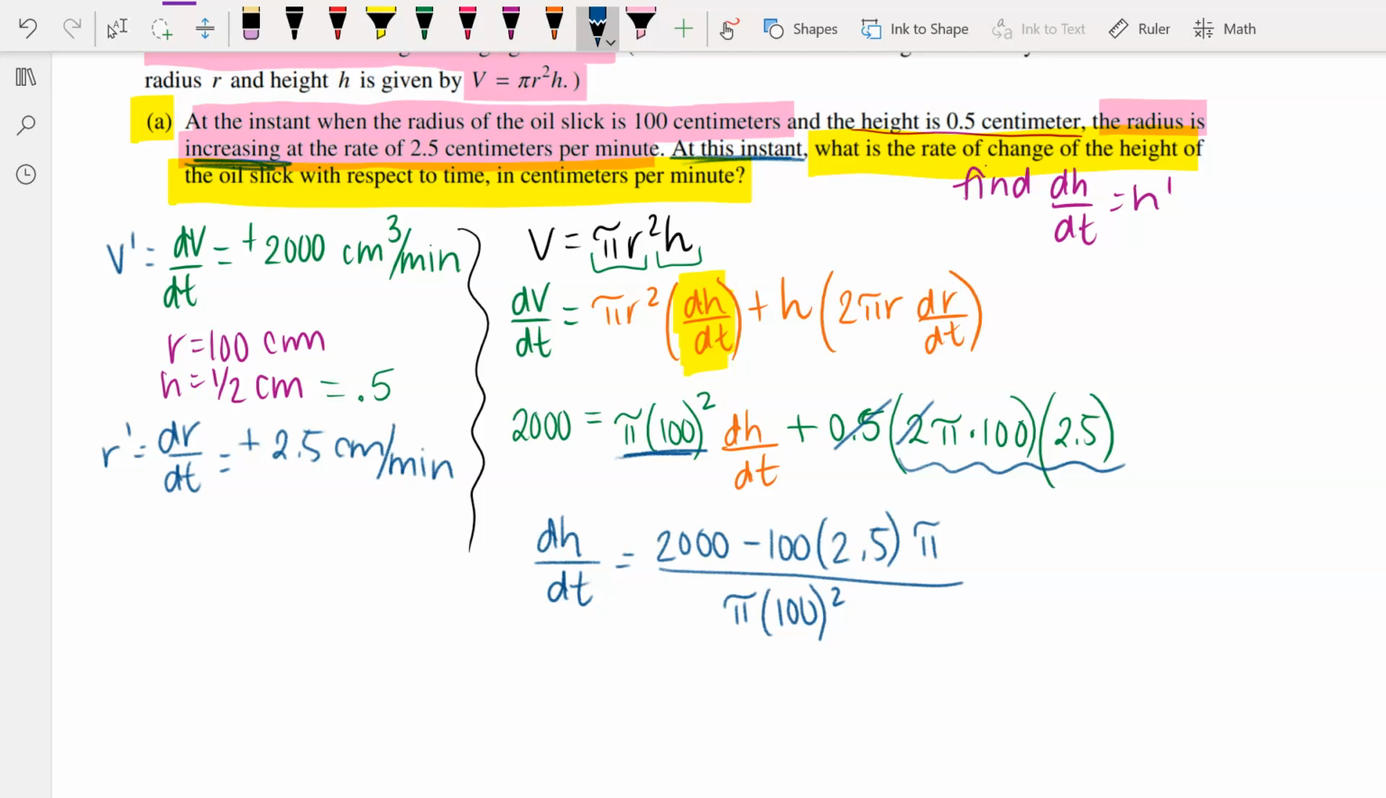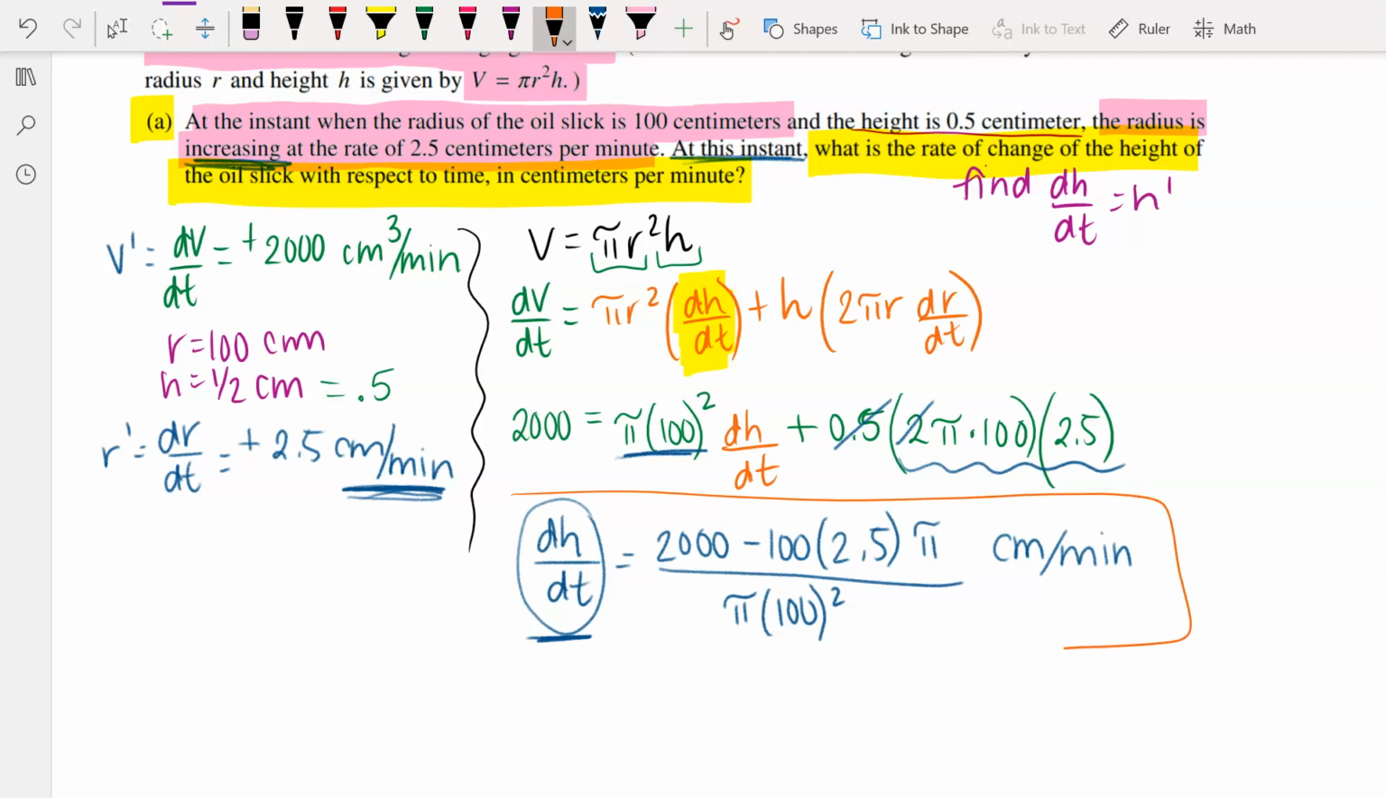Now, we're looking for the rate of change of our height. Height should be like radius, where our height is changing in terms of centimeters, and since dh/dt is a rate of change of your height, it's centimeters per minute. And right here, I would say this is our answer.